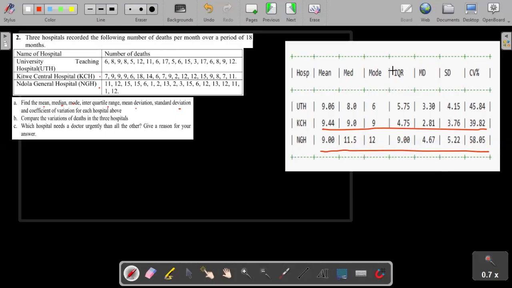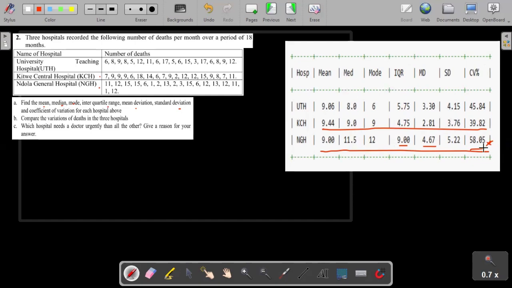So you see, starting at this column here, for the NGH, the interquartile range is 9. The mean deviation is 4.67. The standard deviation is 5.22, and the coefficient of variation is 58.05. So this is a very high coefficient of variation.